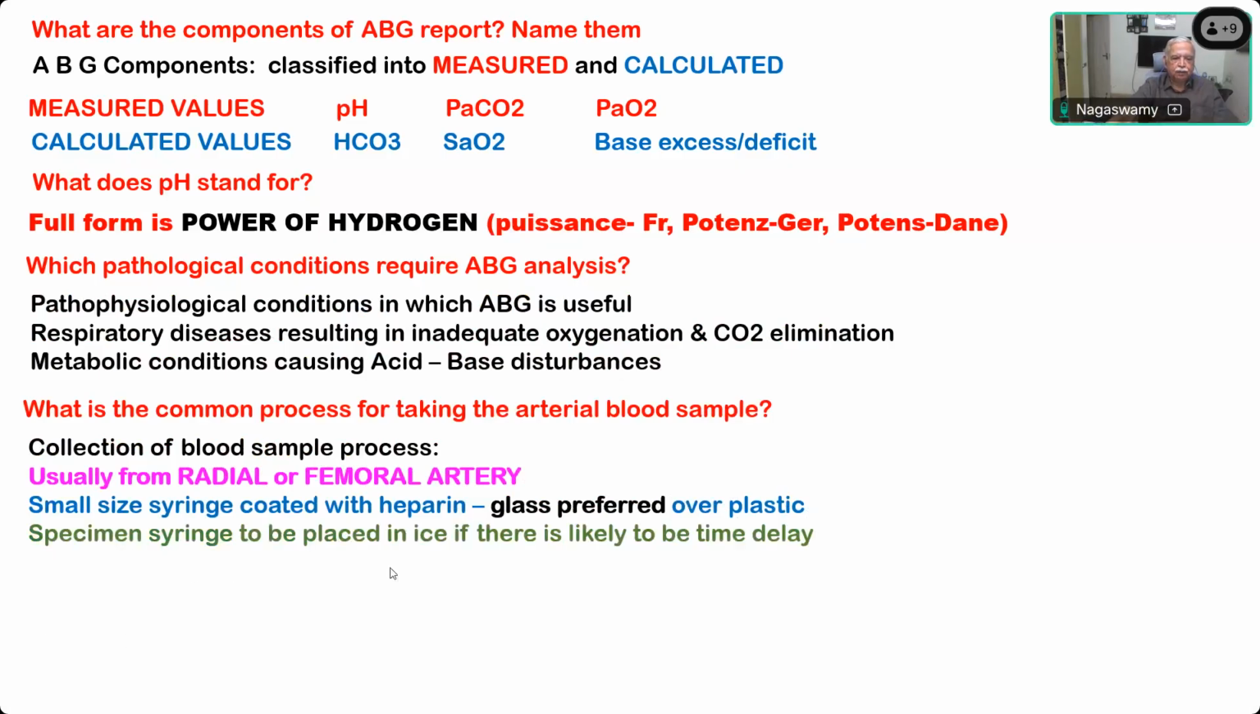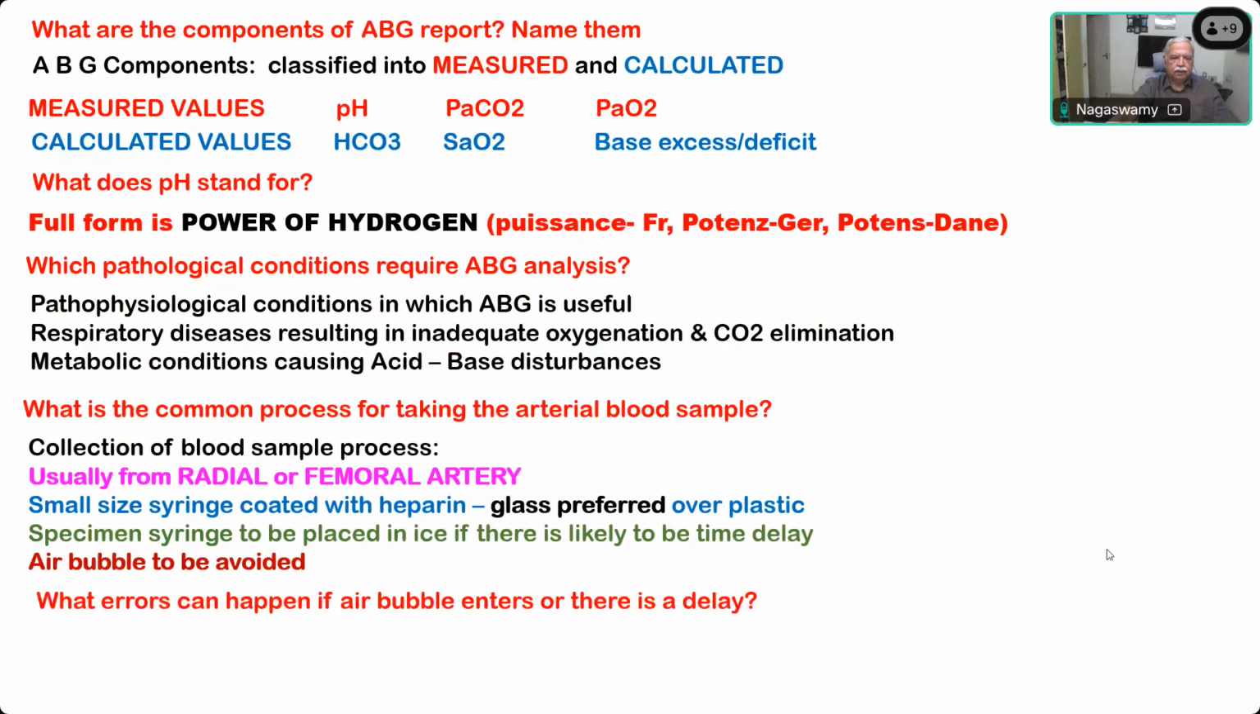Specimen syringe to be placed in ice if there is likely to be a time delay in analyzing the sample that we have taken. That is another thing. So we must keep ice packs, everything ready. If you are not going to analyze it, then how much? What is the time limit before which at room temperature you can keep it and analyze? 20 minutes. 20 minutes. Very good. So air bubble to be avoided.